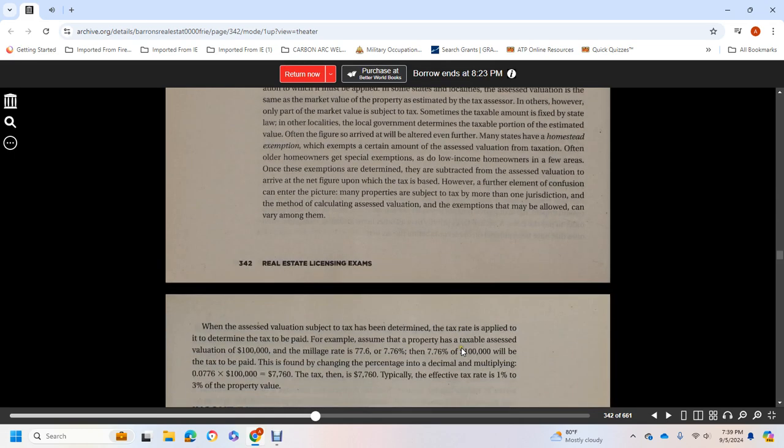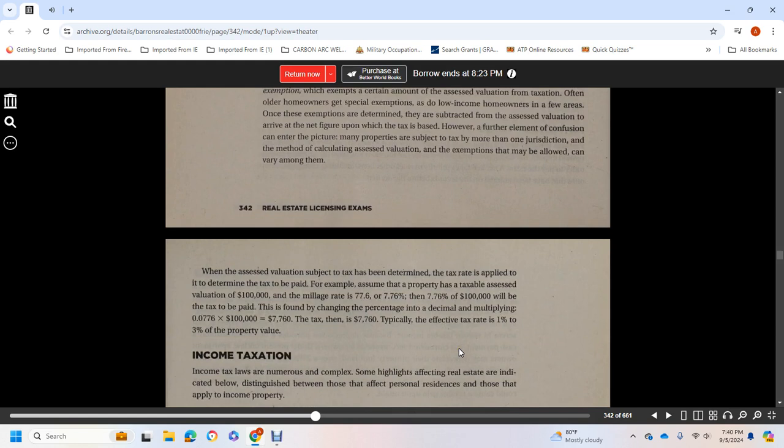Many states have a homestead exemption, which exempts a certain amount of the assessed valuation from taxation. Often older homeowners get special exemptions, as do low-income homeowners in a few areas. Once the exemptions are determined, they are subtracted from the assessed valuation to arrive at the net figure upon which the taxes are based. However, a further element of the computation may enter the picture: many properties are subject to tax by more than one jurisdiction, and the method of calculating assessed valuation and the exemptions allowed can vary among them. When the assessed valuation subject to tax is determined, the tax rate is applied to determine the tax to be paid.